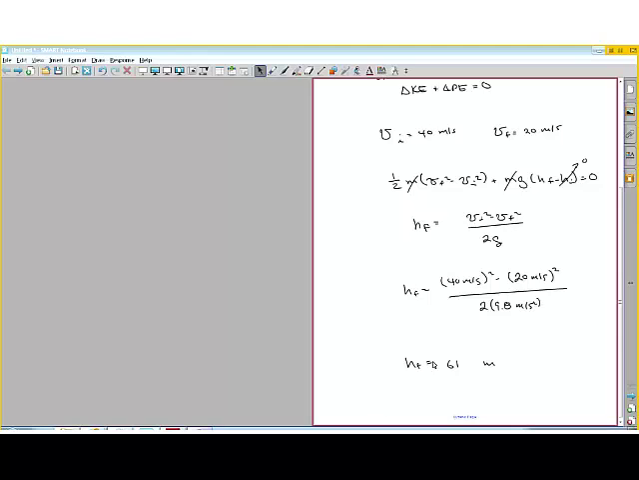And we could do that using kinematics, because we have the acceleration due to gravity, we have 2 of the velocities, so we could calculate delta y, and you still get 61 meters. Now, kinematics would allow us to find how long it takes to get to that height, whereas conservation of energy just tells us how high it gets.